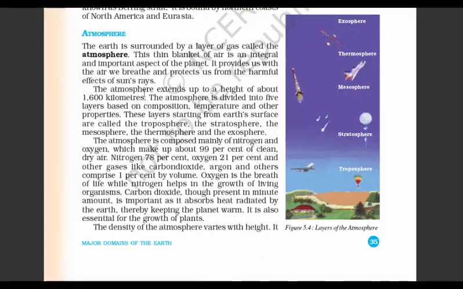So the atmosphere extends up to a height of 1600 kilometer. Remember this, 1600 kilometer is the height of atmosphere. Then atmosphere is divided into 5 layers based on composition, temperature and other properties. So we just read about the layers of atmosphere, remember? So these layers are nothing but these: troposphere, stratosphere, mesosphere, thermosphere and exosphere.